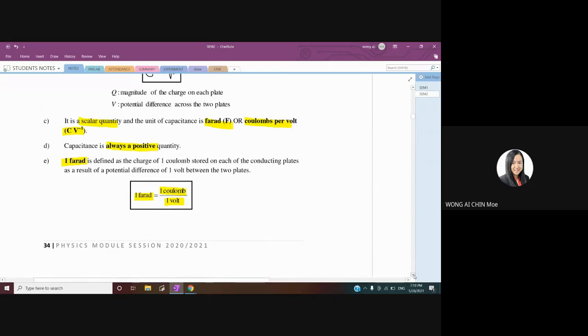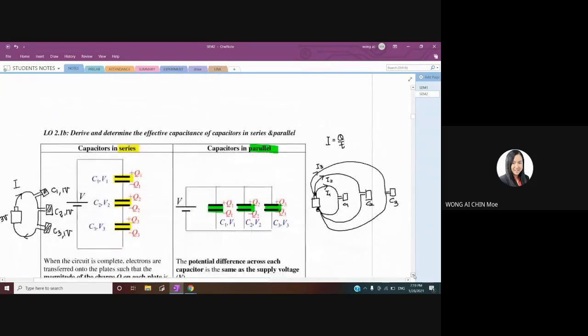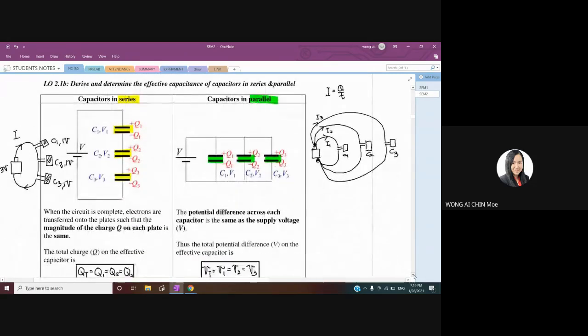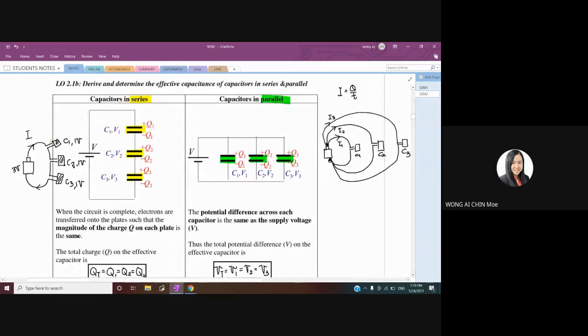Okay, next, after you learn the capacitor, we will go to capacitor in series and also capacitor in parallel. If you refer to the capacitor in series, we can draw it in this way, meaning that the power supply is connected with 3 capacitors in series. So this is the diagram. The power supply is connected with one wire in series with capacitor 1, capacitor 2, and also capacitor 3, in one loop.